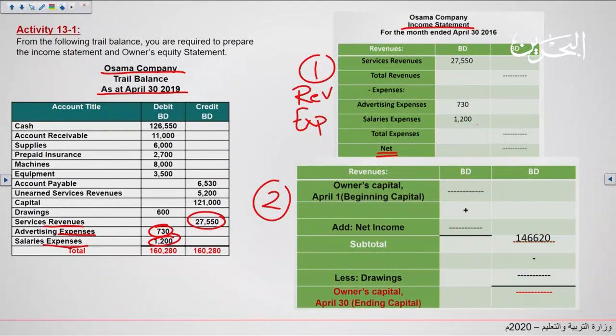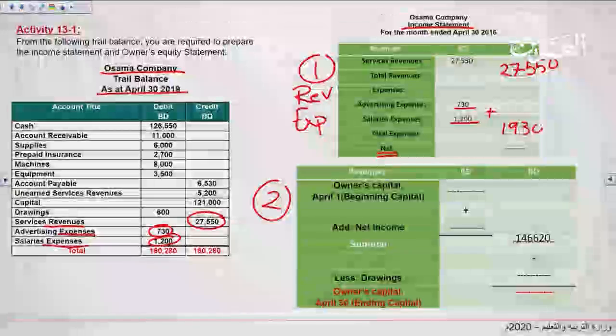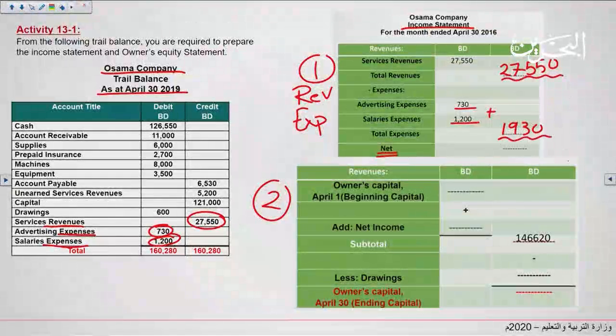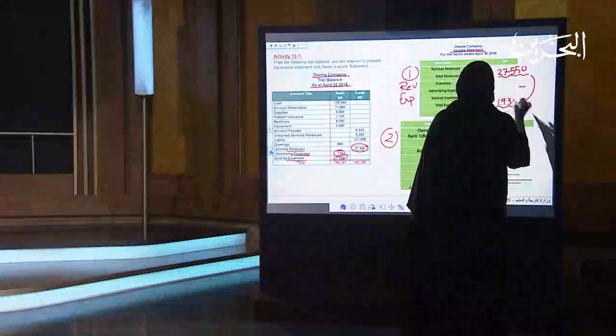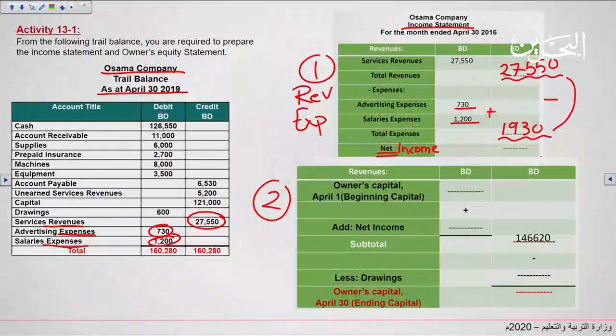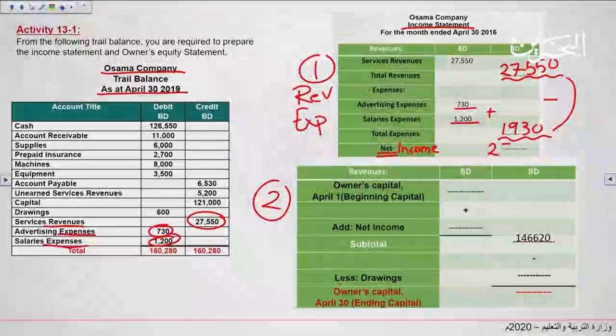So we will start with the service revenue, which is the revenue here. We will add it, because it is already one amount, so the total will be the same. Then I will list the expenses here, which are 730 and 1,200. We will add them to get the total of the expenses, which is 1,930. Now, we will compare these two amounts. Here we have the total revenue and the total expenses. As we learned from the previous lesson, if the total revenue is bigger than the total expenses, then the company is making net income. Then I will subtract these two amounts to get the amount of income the company is making. We will subtract them and we will get 25,620 Bahraini dinars.